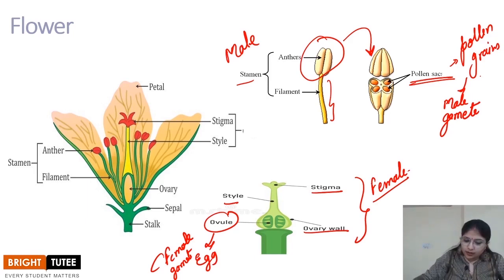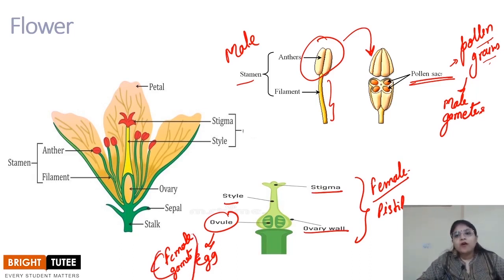It is important for us to understand that the anther contains pollen sacs, and in pollen sacs pollen grains are grown which contain male gametes, right? On the other hand, we have pistil which contains ovary, and within this ovary we have ovules. The ovules contain the female gamete or egg, right? And both of these parts are important for the growth of your new plant, right?